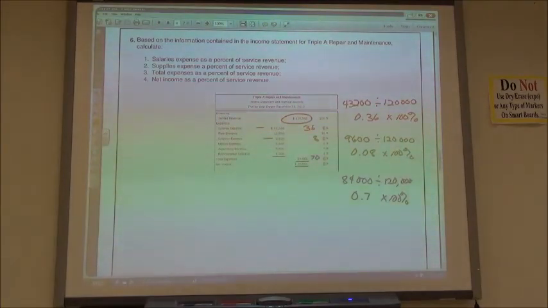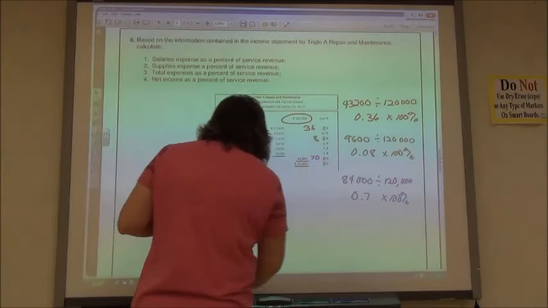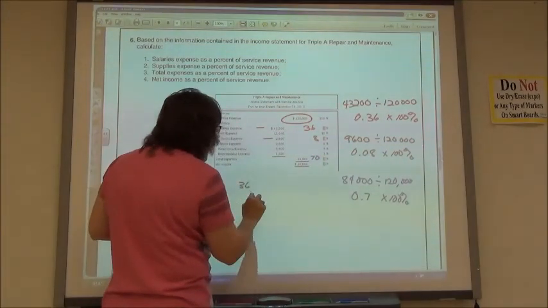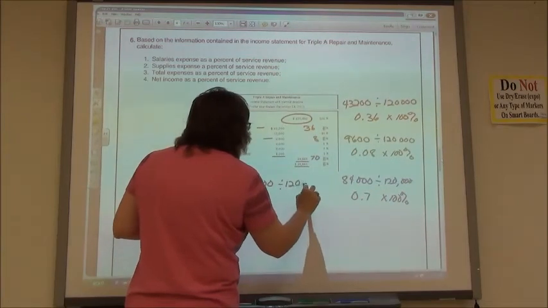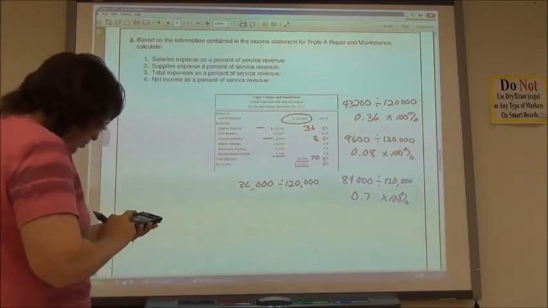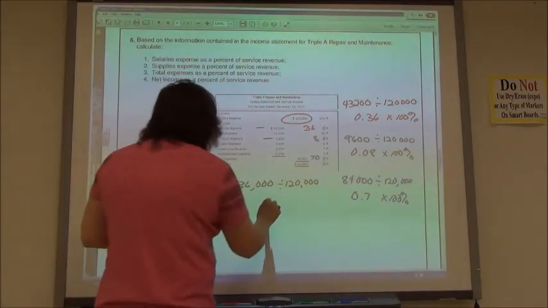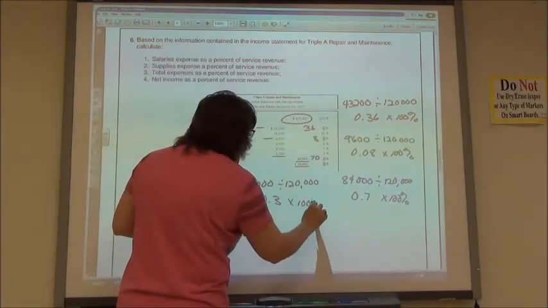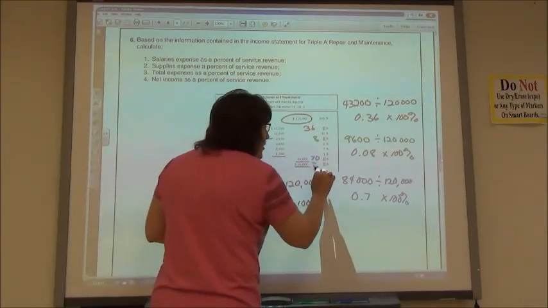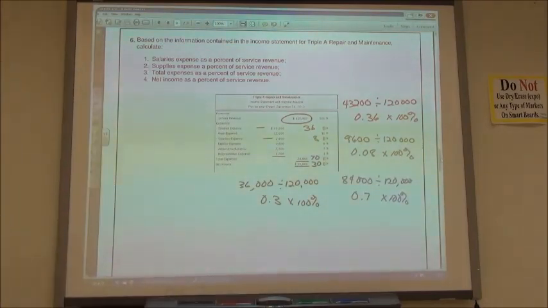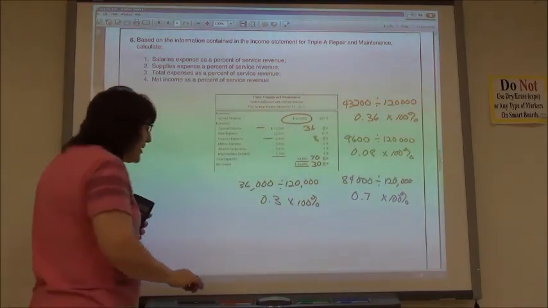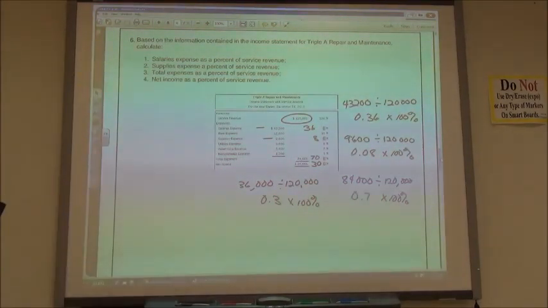And then the last one, we're going to do the net income. And so the net income was 36,000 divided by our 120,000. So 36,000 divided by 120,000 gives me 0.3. Again, as a percent, that moves my decimal 2 places, so it's 30%. And so salaries expense 36%, supplies expense 8%, total expenses 70%, and net income 30% of the service revenue.